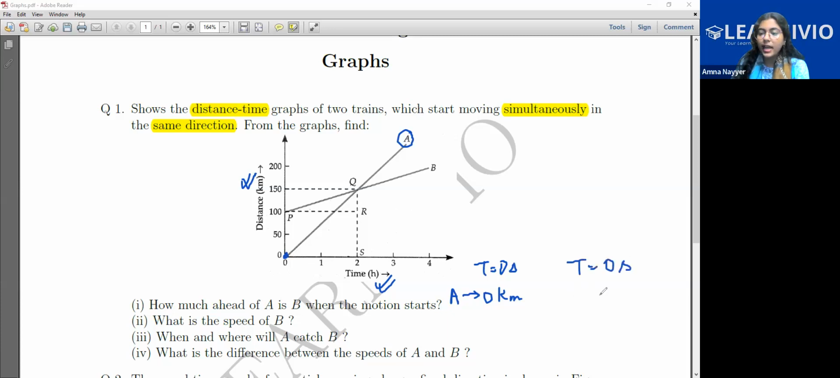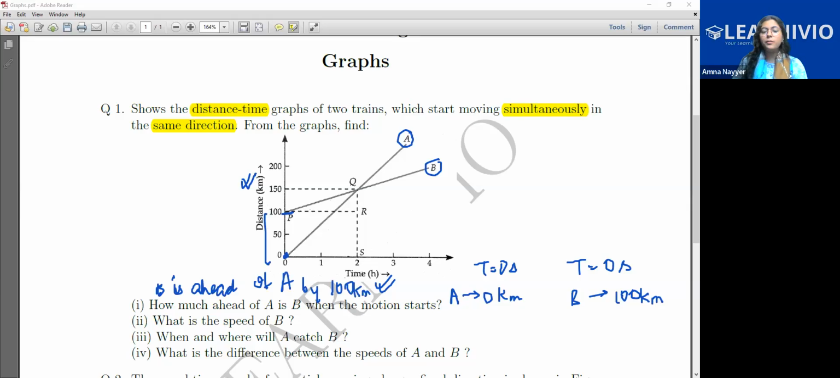Look at B. There's a y-intercept for B. This is your B. B has already covered 100 kilometers. So B is at 100 kilometer distance already when A has just started to move. So how much ahead of A is B when the motion starts? B is ahead of A by the distance of 100 kilometer.